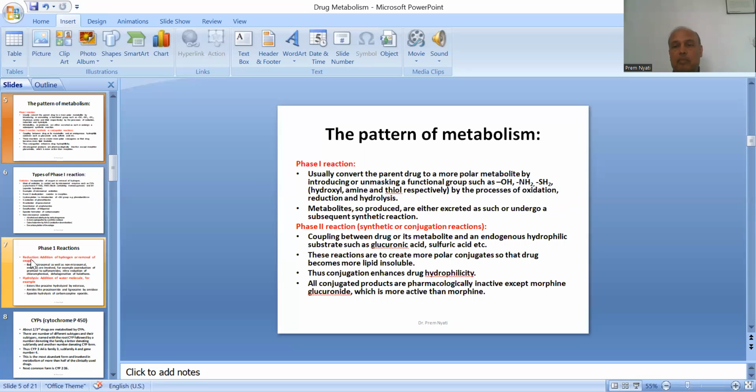Phase 2 reactions are synthetic or conjugation reactions, where coupling occurs between the drug or its metabolite and an endogenous hydrophilic substance like glucuronic acid, sulfuric acid, etc. These reactions create more polar conjugates so that the drug becomes more lipid insoluble. So it is now highly water soluble, and it gets excreted easily. All conjugate products are pharmacologically inactive except morphine glucuronide, which is more active than morphine.